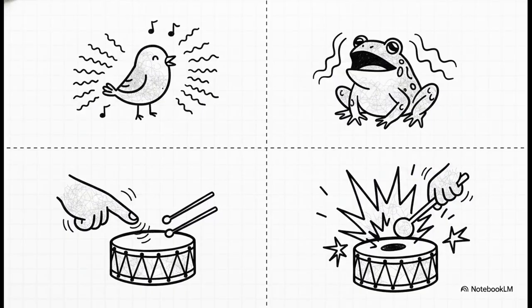Let's walk through some real-world examples. If an object is vibrating incredibly fast, it produces a high pitch, like a tiny bird chirping or a small silver bell. But if an object vibrates slowly, you get a deep, low pitch, like a giant bullfrog croaking or the rumble of thunder. So that's pitch.